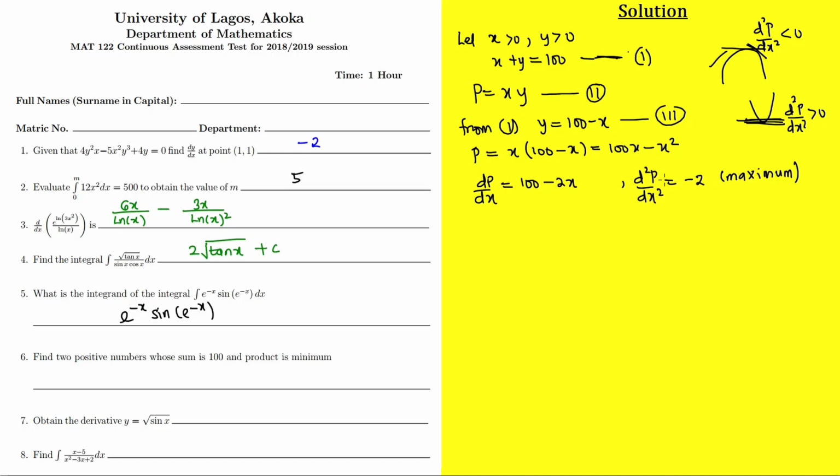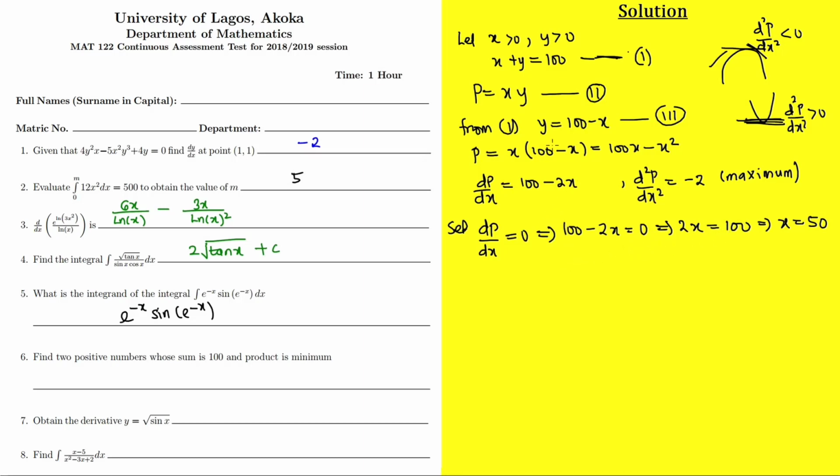Alright, so we have our second derivative to be negative, so that means this is a maximization problem. Okay, now after that we can set our dp dx to be 0. So that means we are going to have 100 minus 2x equal to 0. That implies that 2x equals 100, and that means our x is 50.